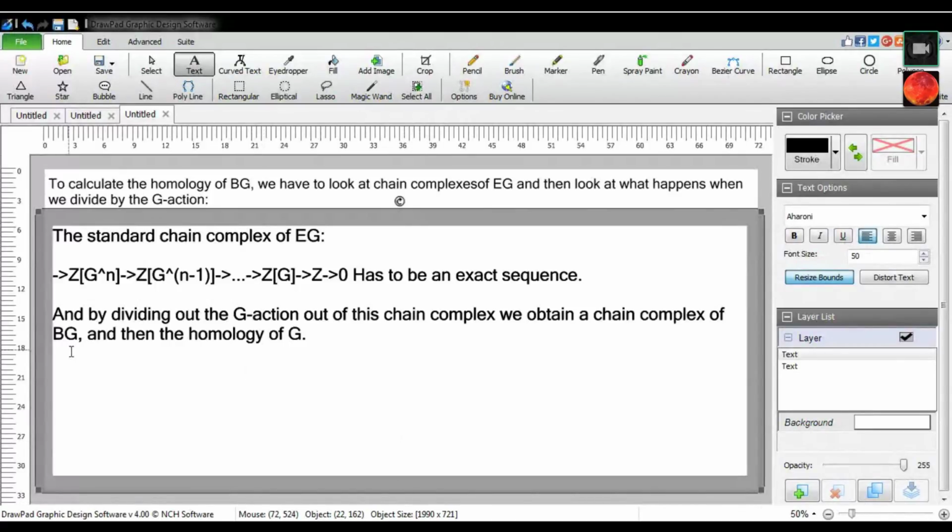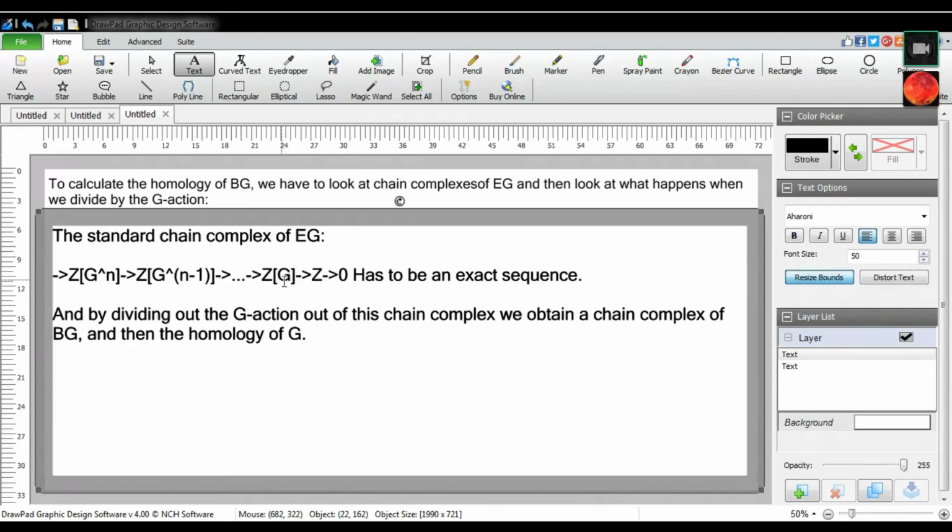This is a good way to calculate some homology. You can actually calculate some low-dimensional homology from it, but it's not perfect yet. What we actually want to do is get the essence of it: which properties of this exact sequence make it produce group homology if you divide out the G action? And what actually happens is that these are all G modules.